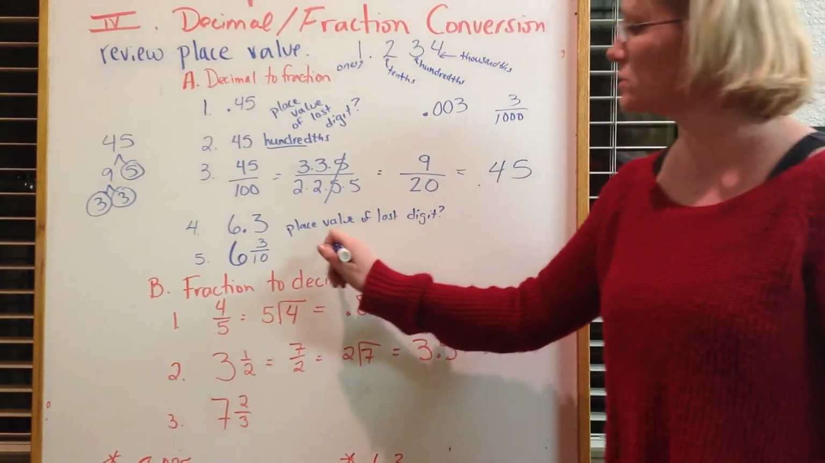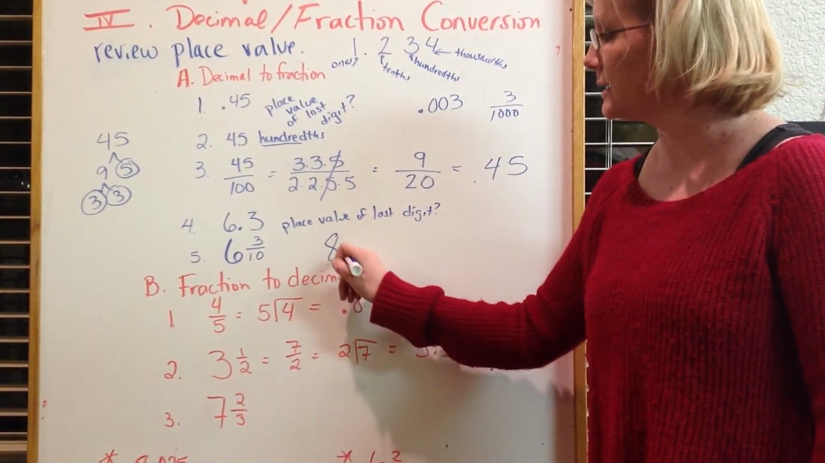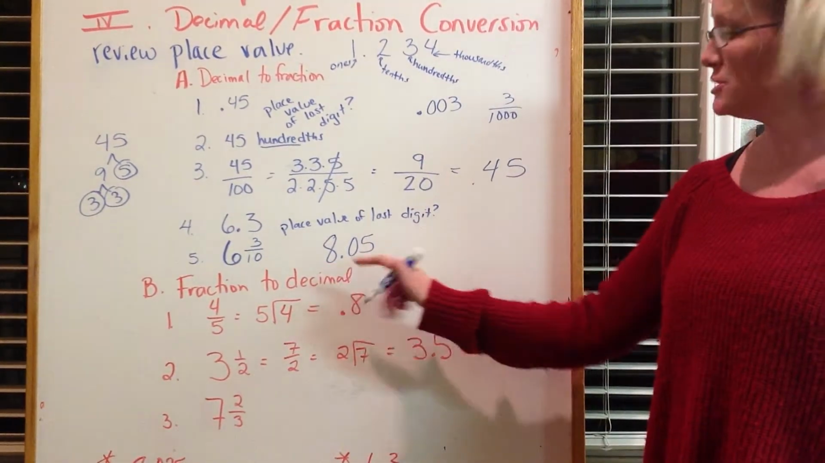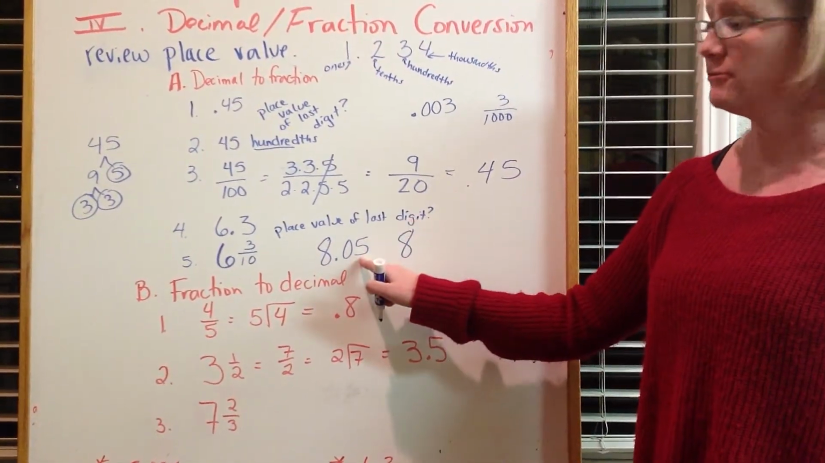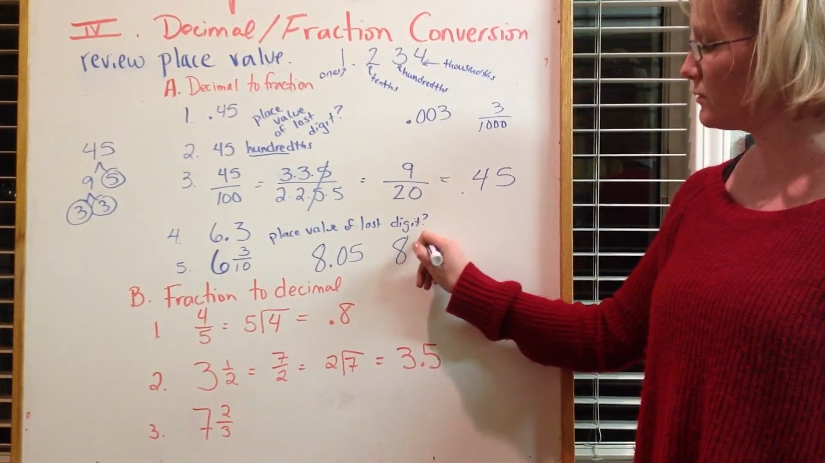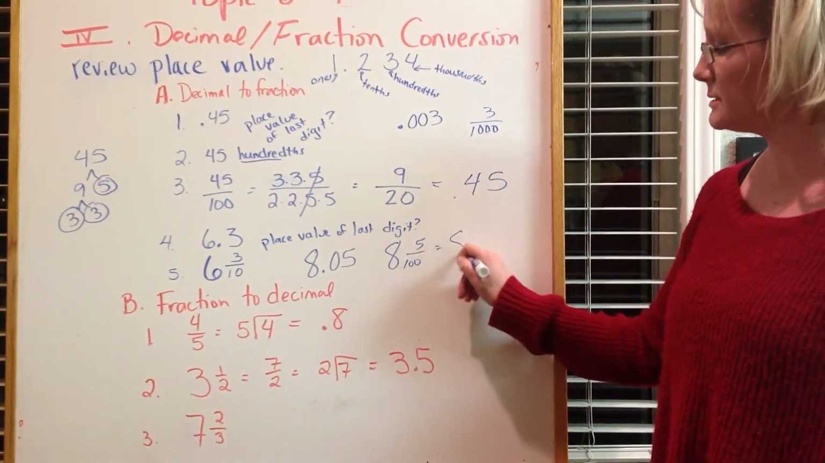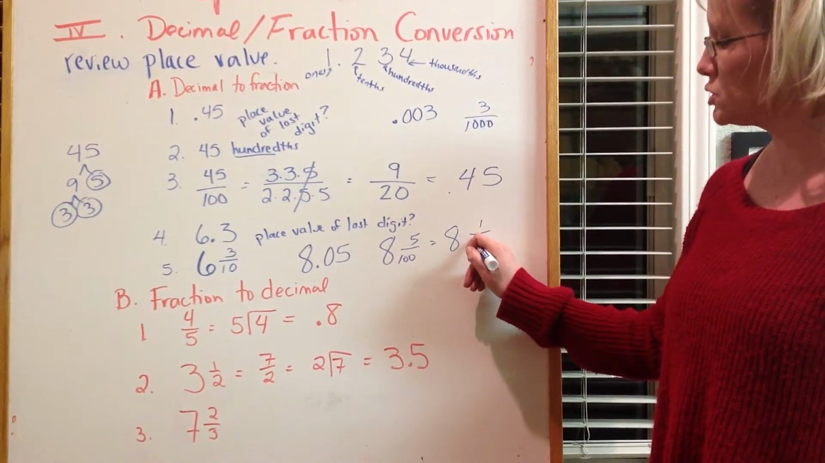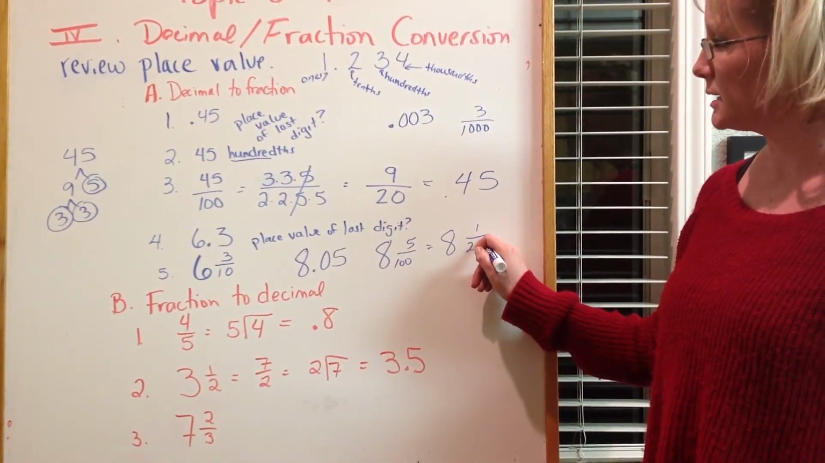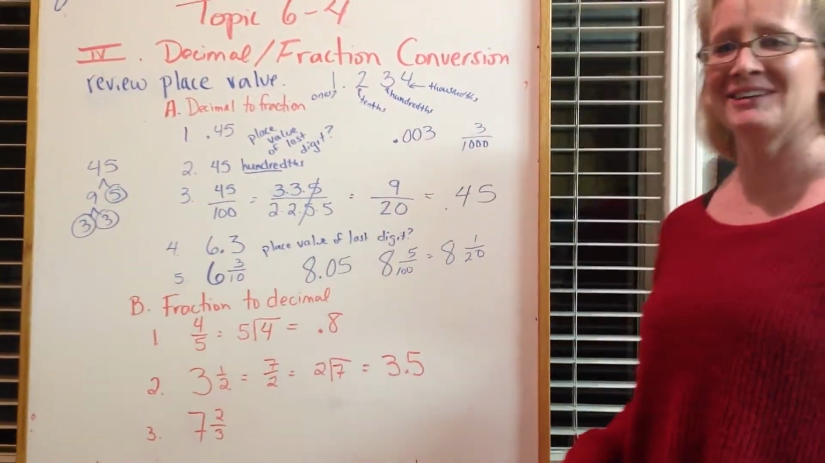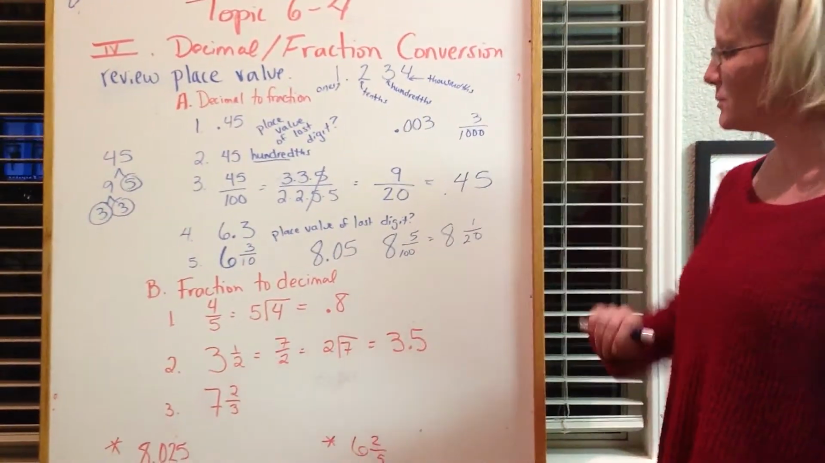Let's try another one of those. Let's try 8 and 5 hundredths. So we have our whole number 8, so we just rewrite that. 5 hundredths, so we're going to put it over 100. And we would need to reduce that into 8 and 1/20. Wow, my brain got stuck there. 8 and 1/20. Okay, so there we go.